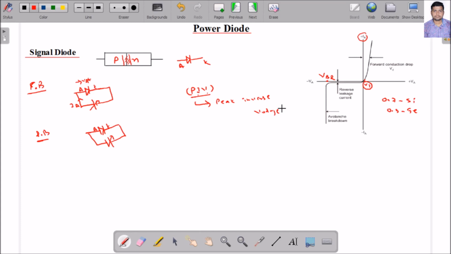A diode manufacturer indicates the PIV rating of any diode while manufacturing. By seeing the PIV rating, I can see the maximum reverse voltage I can apply to the diode. Suppose the peak inverse voltage is 200 volt, that means the maximum reverse voltage I can apply is 200 volt. Generally the PIV rating is less than the breakdown voltage. This is all about the signal diode: the forward bias condition and how current flows, the reverse bias condition and how leakage current flows, and at reverse breakdown voltage a heavy amount of current flows. Clear?